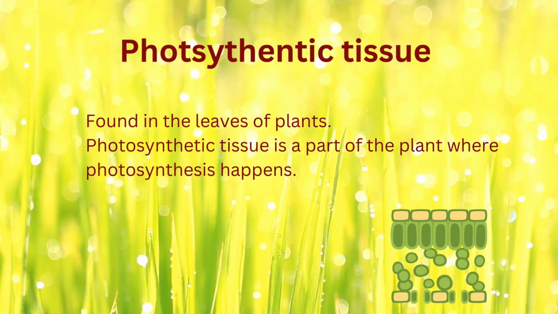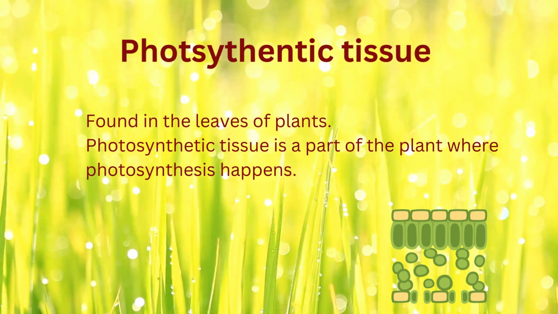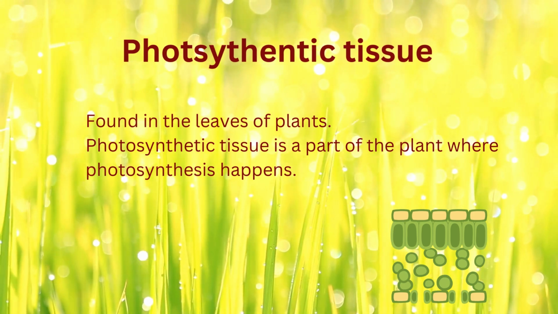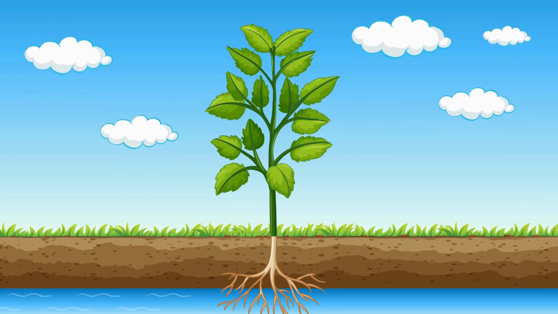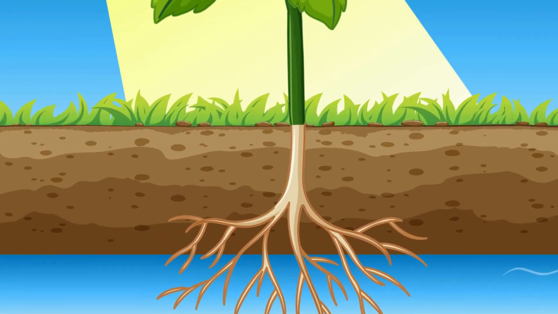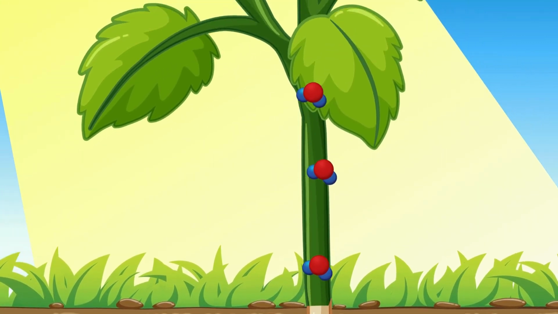This tissue is very important because it's where photosynthesis happens. You already know about the process of photosynthesis. Photosynthesis is the process by which plants make their food using sunlight, water, and carbon dioxide.